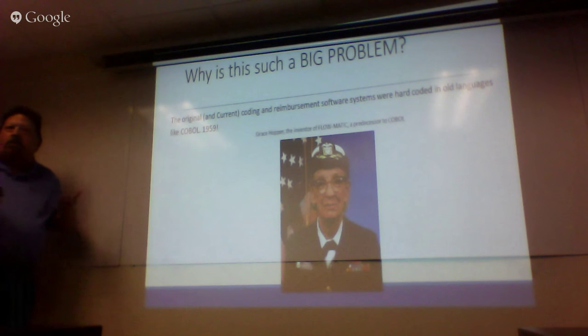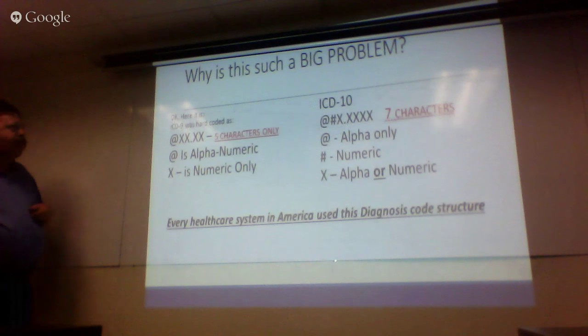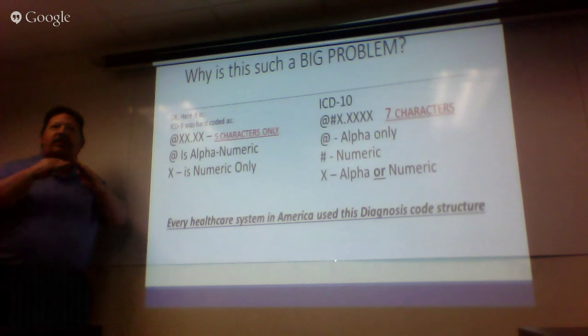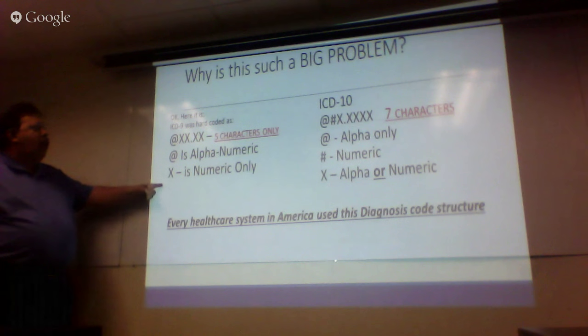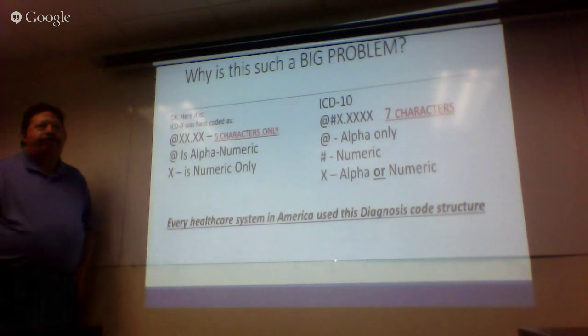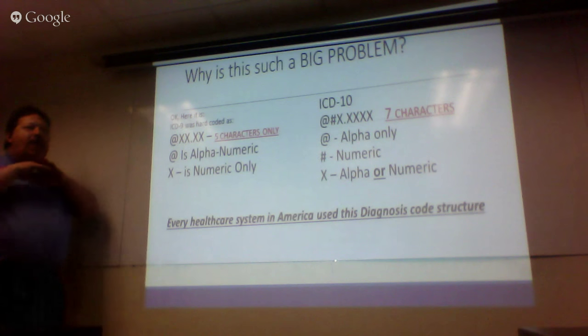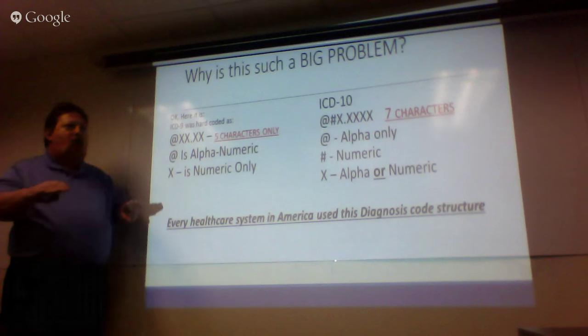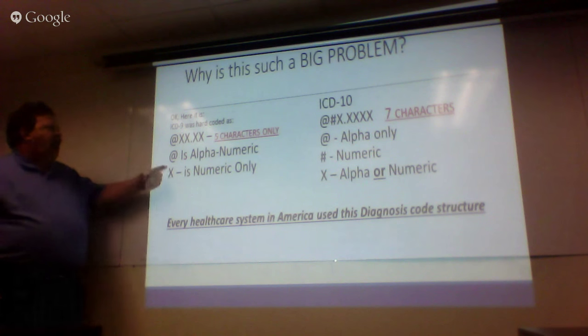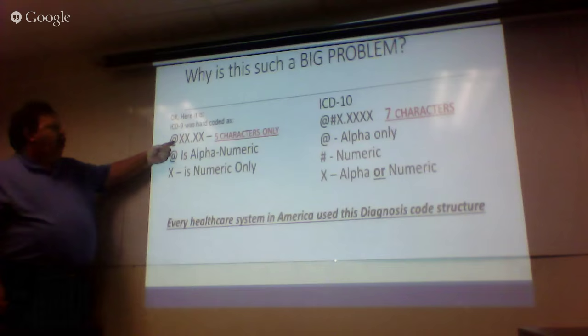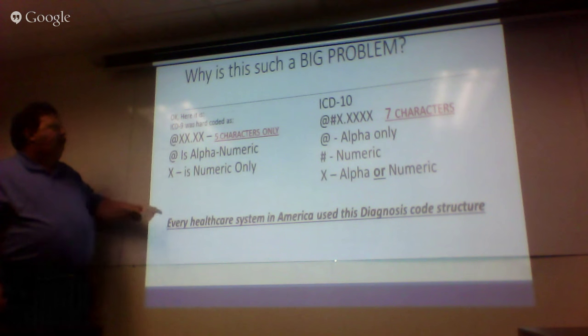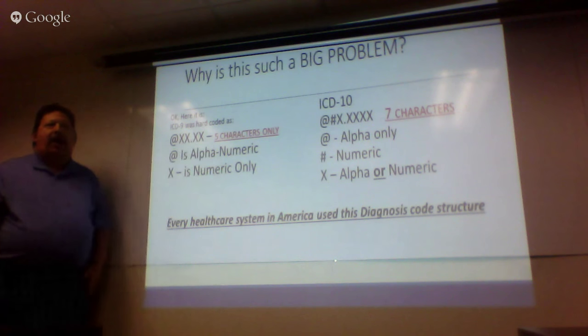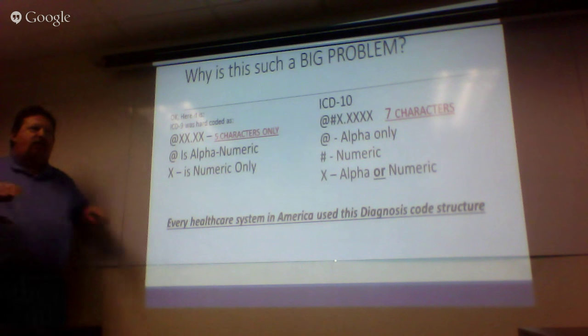Why is it a big problem? It's old. The real problem, here it is. It's just this simple. ICD-9 codes are 5 characters. The structure in every modern reimbursement system is 5 characters long. It can be either 2 alphabetical characters in this first spot or all numeric. That's it. That's what you're limited to. It's not going to go anyplace else.